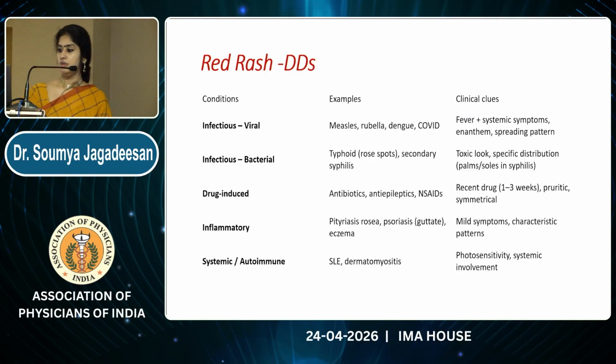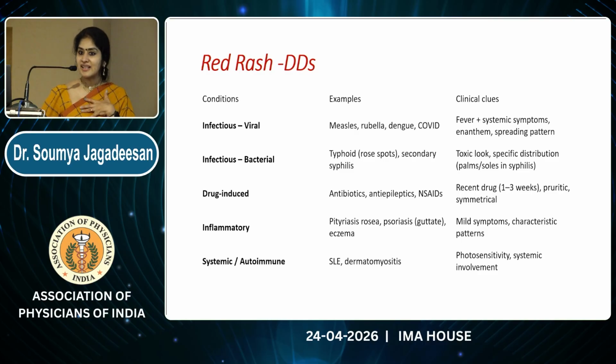So again, when you get a generalized maculopapular rash, you should think of it under these 5 headings. Infectious, whether viral or bacterial. Viral, you have the usual stuff: measles, rubella, dengue, COVID, all those things. Bacterial: in typhoid, you might get, not in very dark people, but yes, you might get roseola or spots. Secondary syphilis, you should not miss. Drug-induced, you should always consider. Antibiotics, anti-epileptics, NSAIDs are the commonest causes.